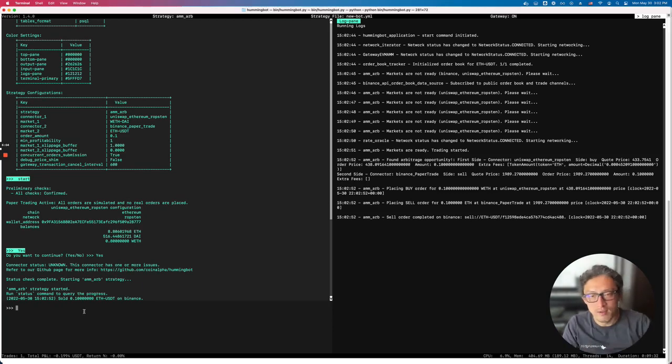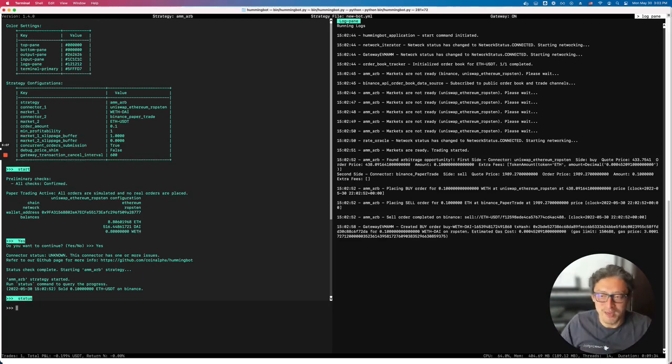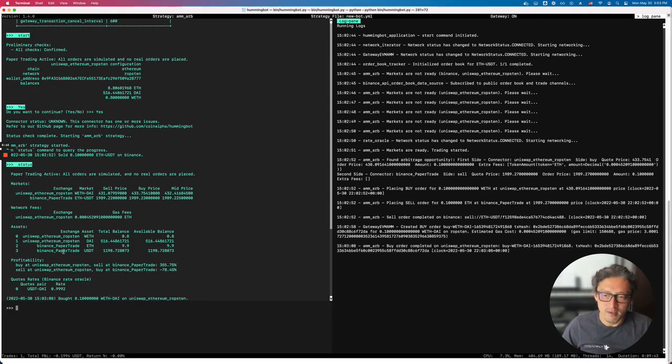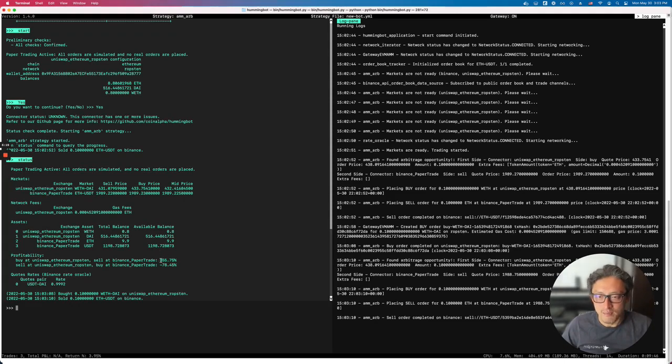Because this is a paper trading market, you can see that the prices aren't really realistic. It's going to find arbitrage opportunities all the time. Because the Ropsten prices are not accurate, it thinks there's a huge arbitrage opportunity on Ropsten, and it's going to basically do this trade every few seconds because it thinks it's continually going to find one. So it did one here, and I would expect another one to be done in a few minutes after the cooldown ends. So that's basically the AMM Arb strategy on Ropsten.